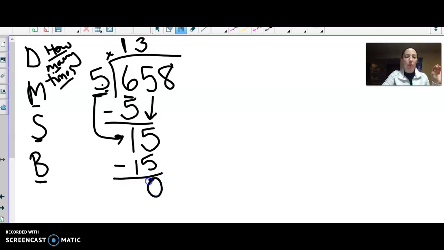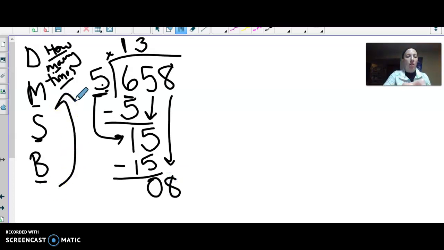Subtract, I get 0. Bring down the next digit. Okay, and then I go back up to the top. How many times does 5 go into 8? Well, I can only fit 1 5 in. 1 times 5 is 5. Subtract, I get 3. I have no more digits to bring down, so that is my remainder. So 131, remainder 3.